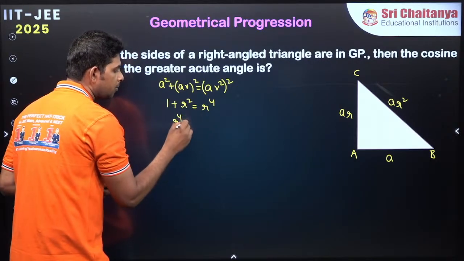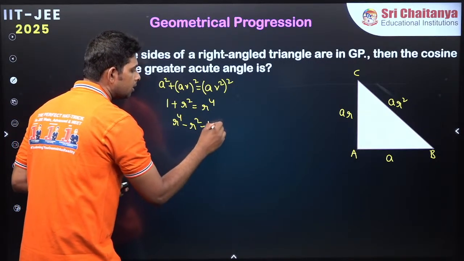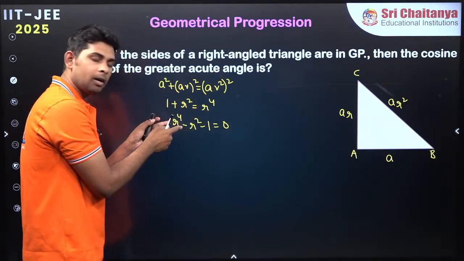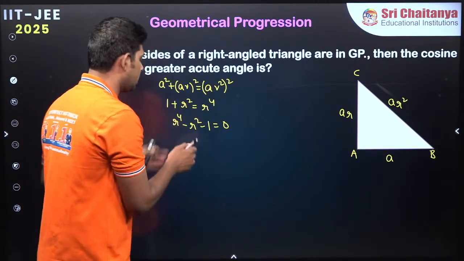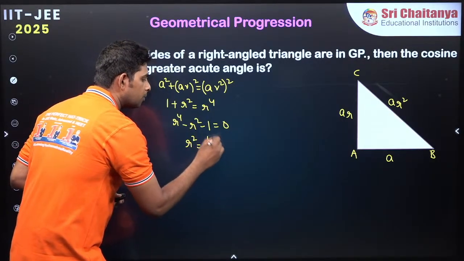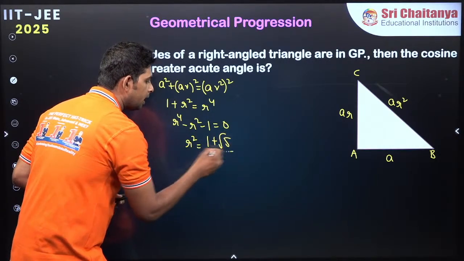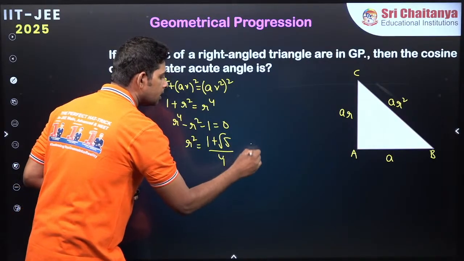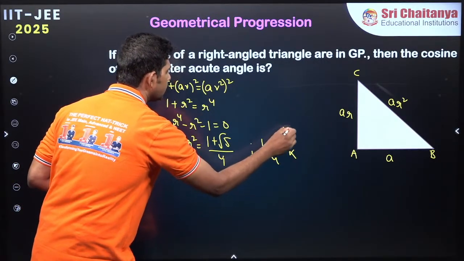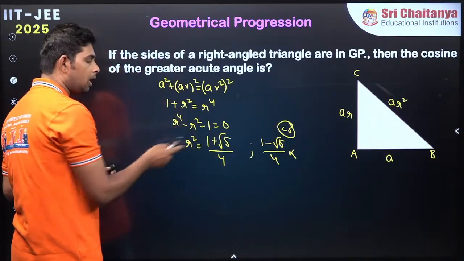Again you are getting the same equation that we were writing previously. The same way we were solving one equation, there instead of R we were having R square in this case. Now R square is equal to 1 plus root 5 by 4. We are not taking 1 minus root 5 divided by 4 because it is a negative value.